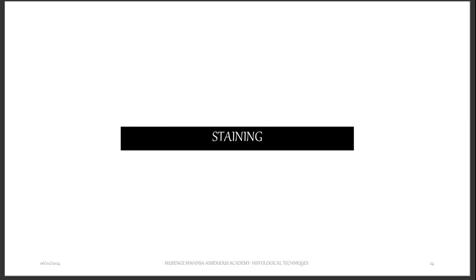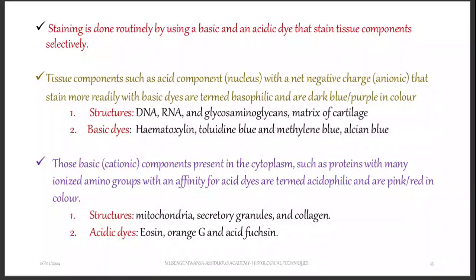So the next thing, after you've sectioned into very, very small parts, is staining. Staining is done using basic and acidic dyes to be able to stain the components of the cells. Why do we use basic and acidic dyes? Because nearly all the components of the cell are either basic or acidic. So the tissue components such as acidic components, things that are acidic actually have a negative charge. What are the examples of acidic components of the tissue which have a negative charge?